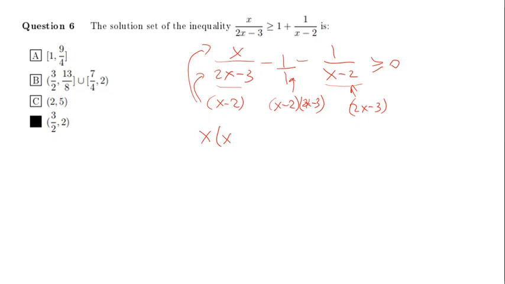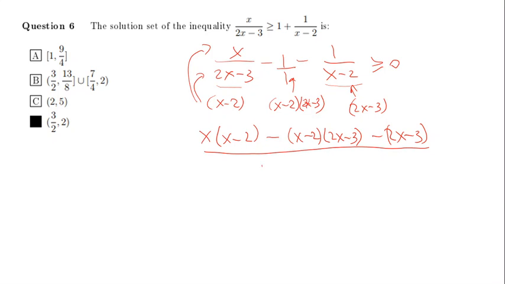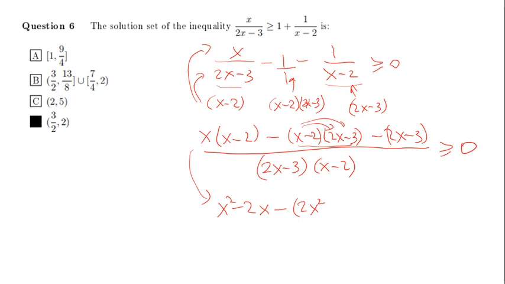When we do it, we will get x times (x minus 2) minus (x minus 2) times (2x minus 3) minus (2x minus 3), and the common denominator will be (2x minus 3)(x minus 2), bigger than or equal to 0. Now we put them together: x squared minus 2x, and this part will be minus 2x squared minus 3x minus 4x, so it will be minus 7x, plus 6, and here minus 2x plus 3. We distribute the minus here; no, sorry, this is minus, this will be plus, and this will be minus.